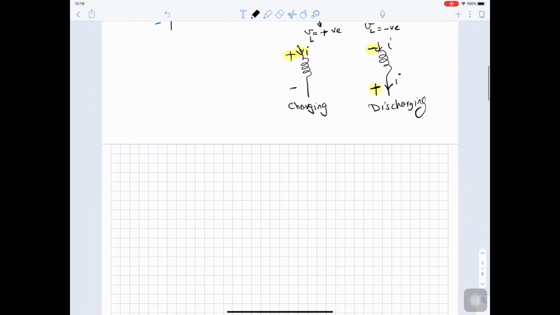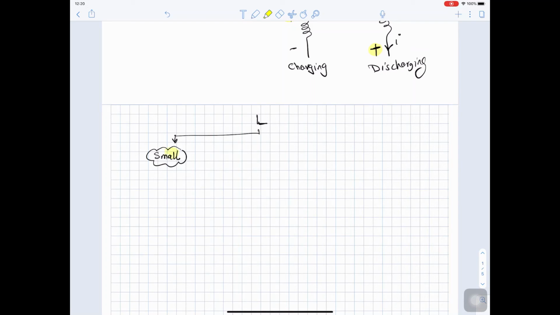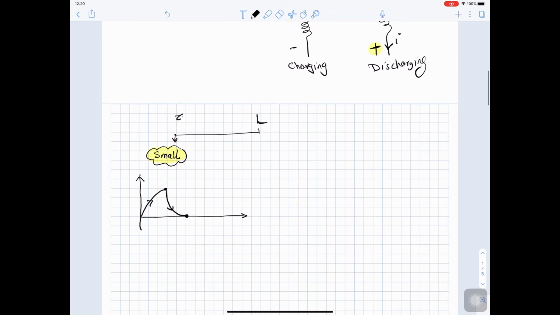Now, if we look at L, if this L is small, if the inductance is small, in this case, you cannot store too much energy, which means the inductor current will increase and then it will go to zero fast. Why? Because your time constant, tau, is L over R, so don't forget that the time constant is L over R. Your time constant is small, which means you are discharging so fast. So your current will go to a zero value.